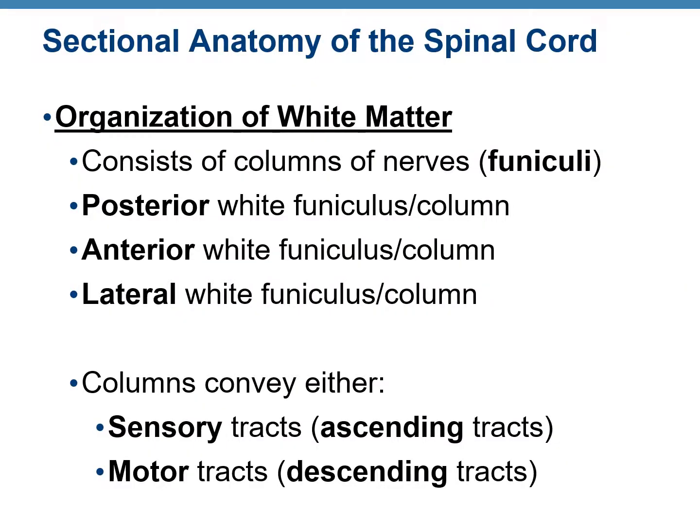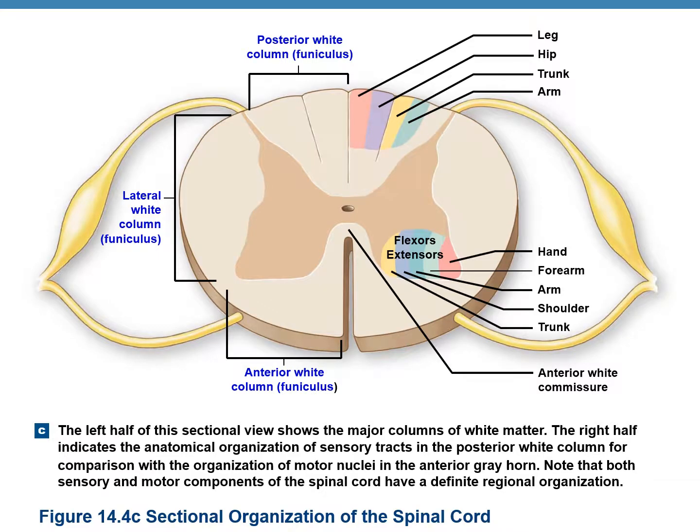The white matter, which is mainly made up of myelinated axons, consists of columns of nerves called the funiculi. There is a posterior white funiculus, an anterior white funiculus, and a lateral white funiculus. These columns or funiculi are either made up of sensory tracts or motor tracts. This figure shows the posterior, lateral, and anterior white columns or funiculi.